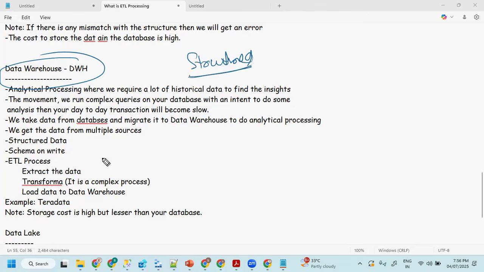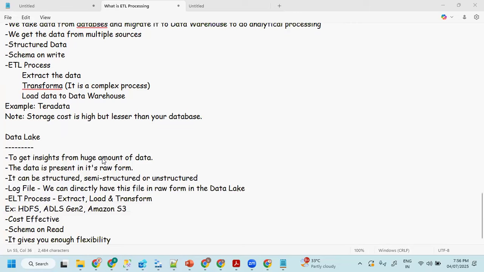I don't want to follow the schema. I just want to dump it. So if you want to dump the data, then you can go for a data lake. We are going to talk about ADLS Gen 2. ADLS Gen 2 is your data lake. Your HDFS is a data lake, or your Amazon S3 is a data lake. From Google also we have a data lake.